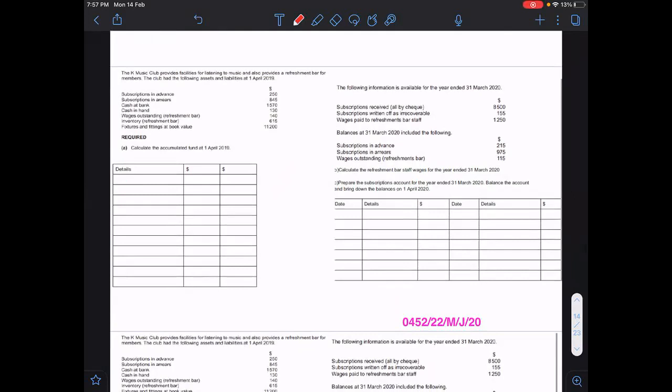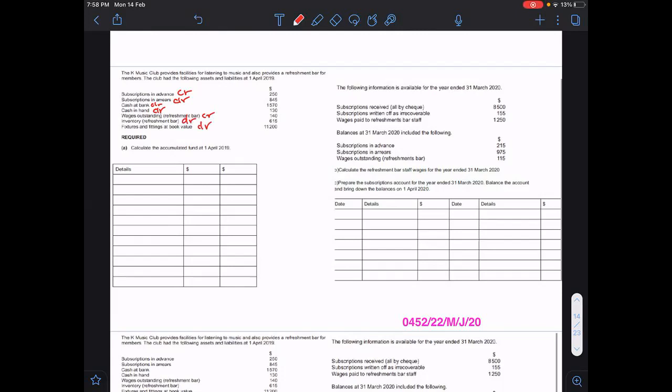What is the debit over here? Subscription advance, credit, debit, wages outstanding, credit, inventory, debit.